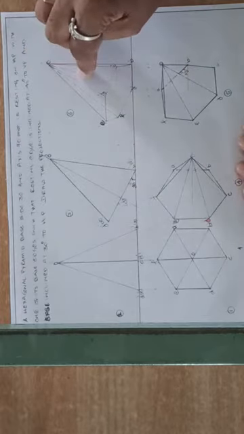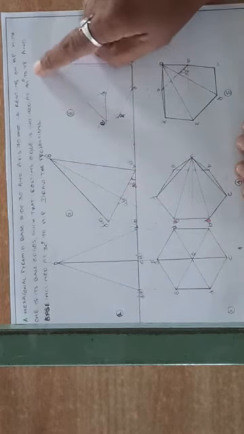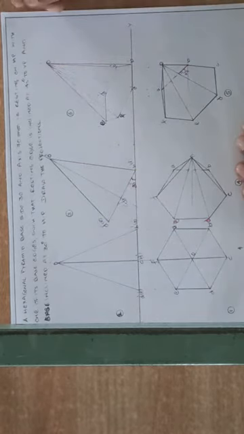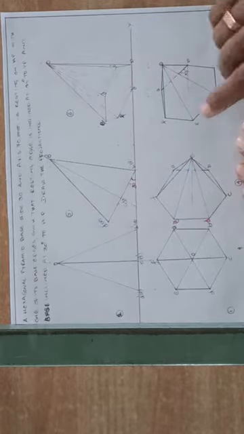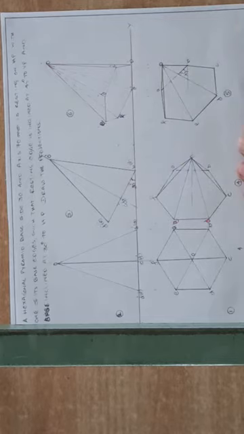In the third stage, what is given? The resting edge is inclined at 45 degrees. Here, which is the resting edge? BA is the resting edge. And here the inclination is 45 degrees.